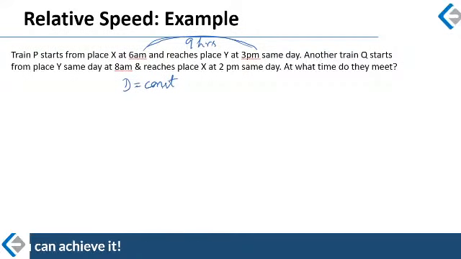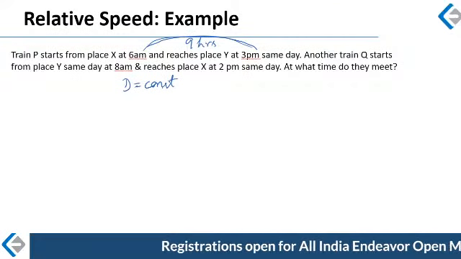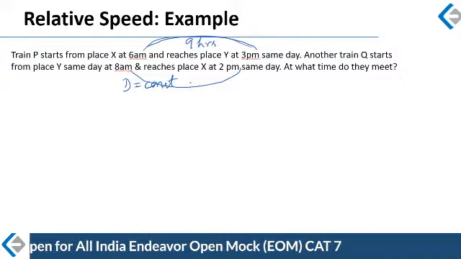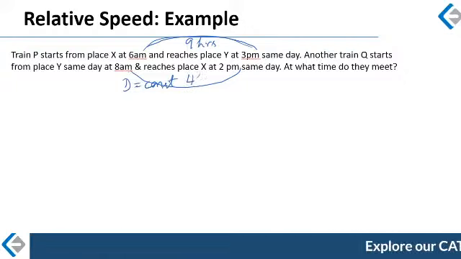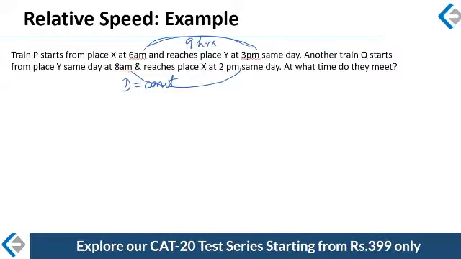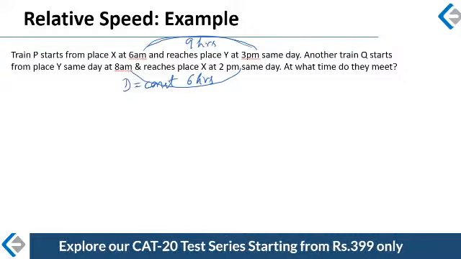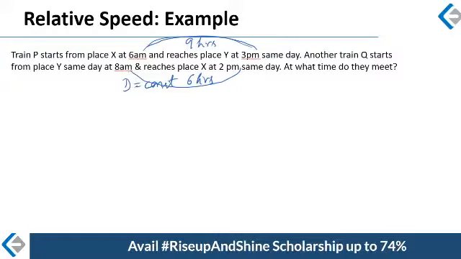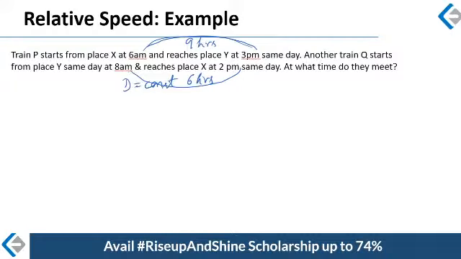What about train Q? Train Q starts at 8 a.m. and reaches at 2 p.m. 8 a.m. to 2 p.m. Therefore, how many hours is it taking? This fellow is taking 6 hours. One train is taking 9 hours to do the journey. The other train is taking 6 hours to do the journey. See, what time they start and what time they reach is a different issue. But do I know the total time of journey by each train? That I know for sure, isn't it?